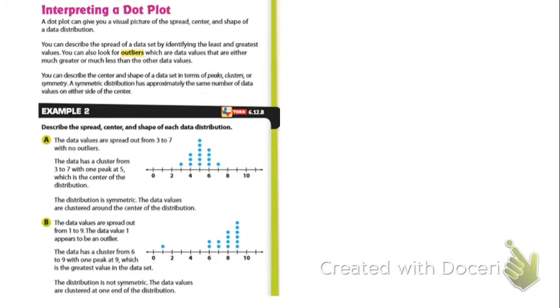Interpreting a dot plot. A dot plot can give you a visual picture of the spread, center, and shape of a data distribution. You can describe the spread of a data set by identifying the least and greatest values. You can also look for outliers, which are data values that are either much greater or much less than the other data values. You can describe the center and shape of a data set in terms of peaks, clusters, or symmetry. A symmetric distribution has approximately the same number of data values on either side of the center.